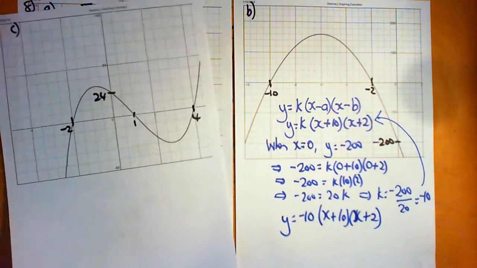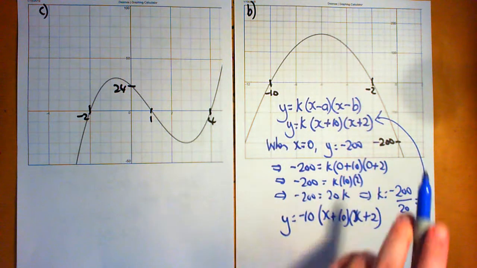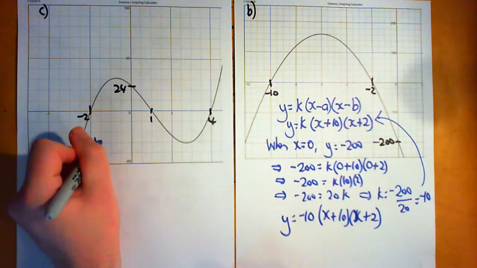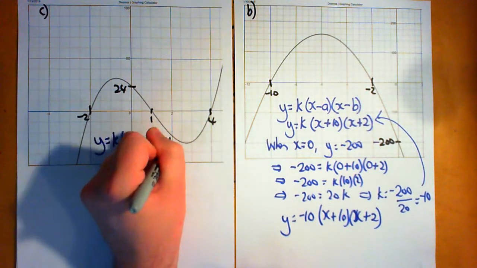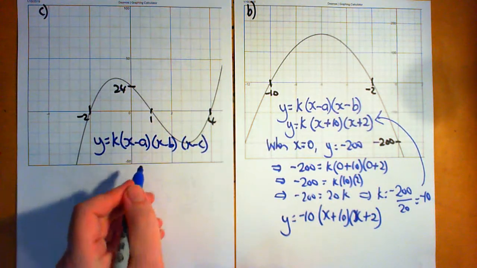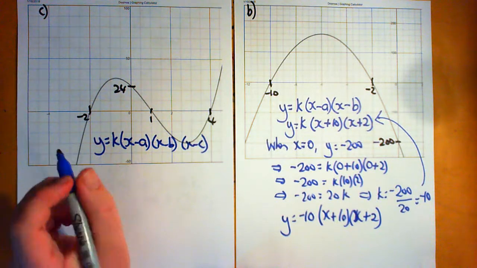Okay, so question C, which we have there. So we have 3 x-intercepts, and we have a y-intercept of 24. The x-intercepts are -2, 1, and 4. This is a cubic. It has that S on its side sort of shape about it. So it's going to be similar to a parabola, but with an extra bracket involved. So it's going to be y equals k times x minus a, x minus b, x minus c. a, b and c are our 3 x-intercepts, which are -2, 1 and 4.